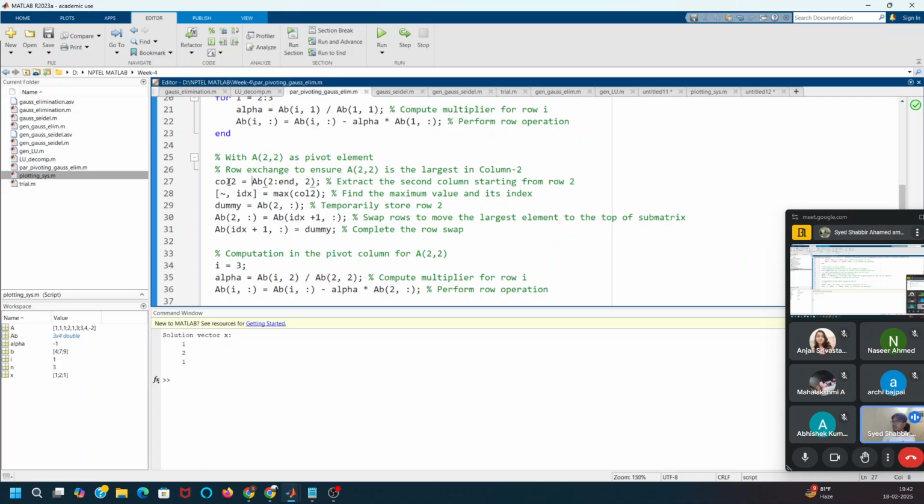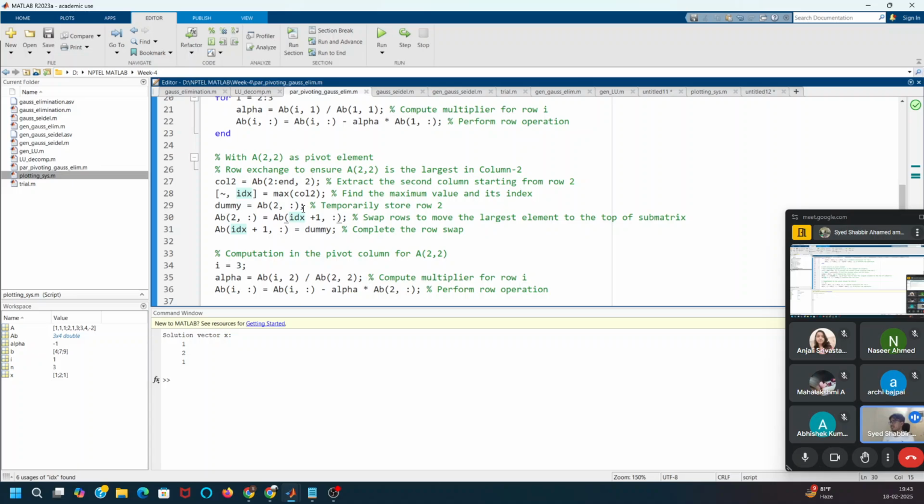So what we have to do is, while we take column 2 to find the pivot, we will ignore the first element and go from the second element to the end. Then we will find the maximum value and get its index. Then I'll take a dummy and store the second row in that dummy variable, and then exchange the second row with the row which has the maximum pivot value.